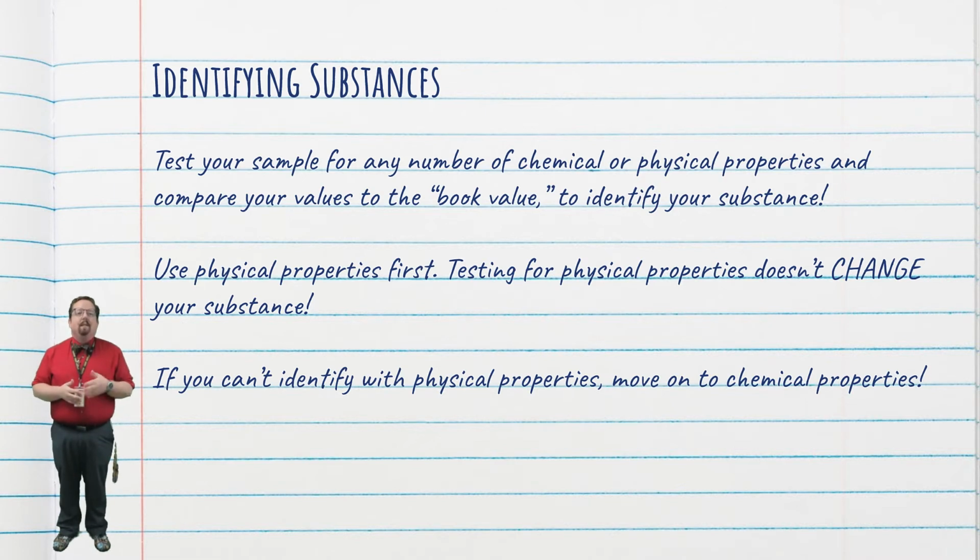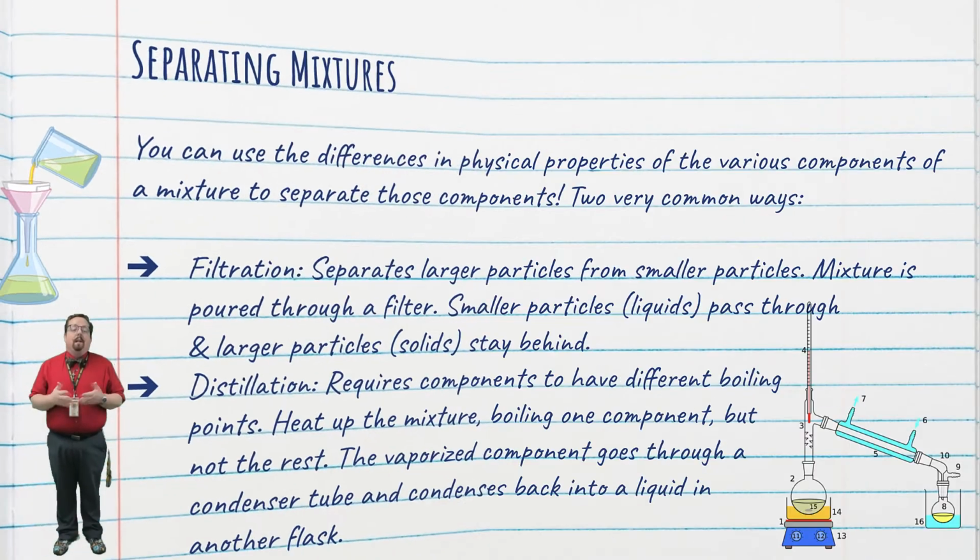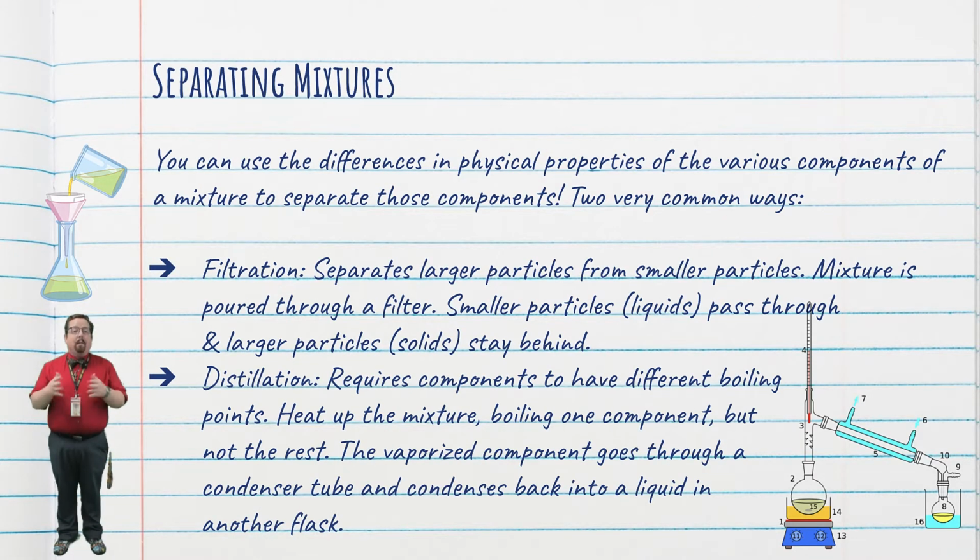Since testing for physical properties won't destroy your sample, it might be best to determine the physical properties first, and then move on to chemical properties only if you need to. Now, the fun thing about a mixture is that the components of a mixture aren't stuck together at all. We can add more of one substance and change the properties of that mixture, or separate the components out and get back to separate pure substances.